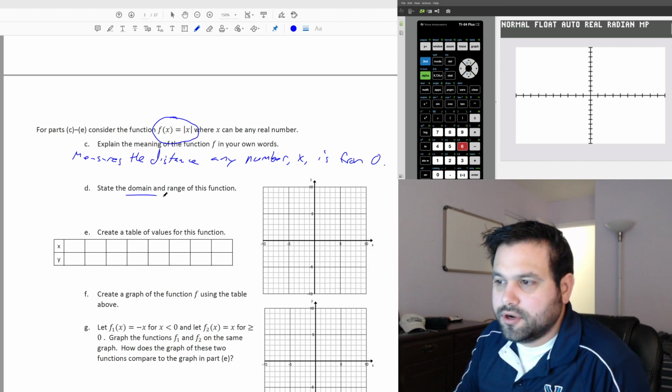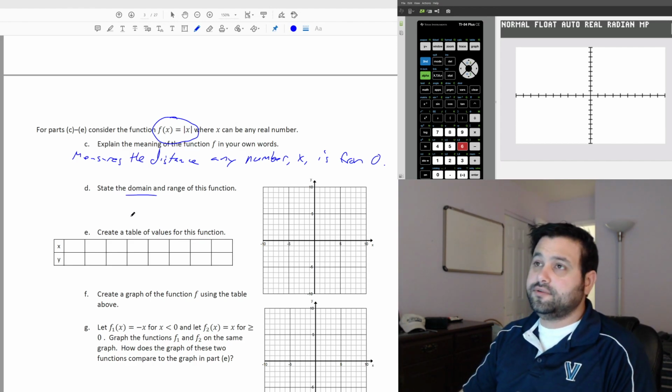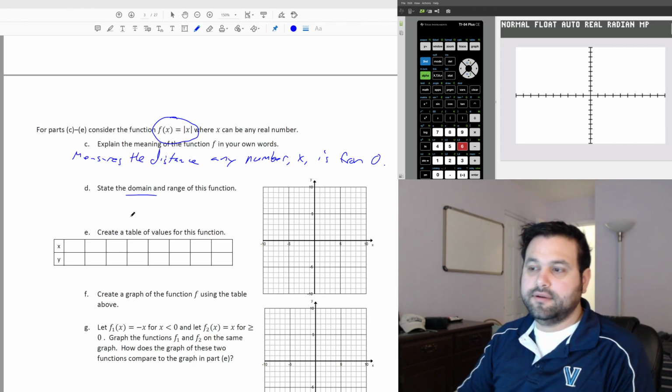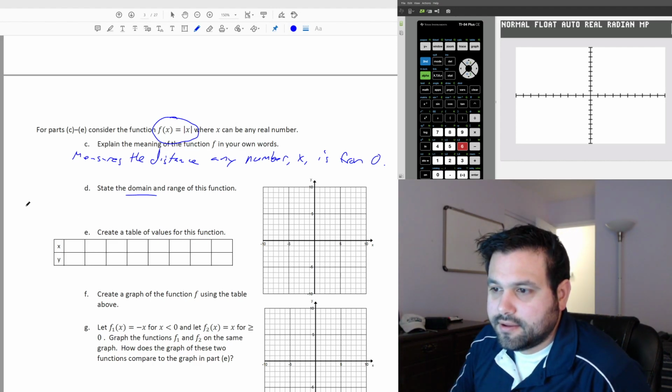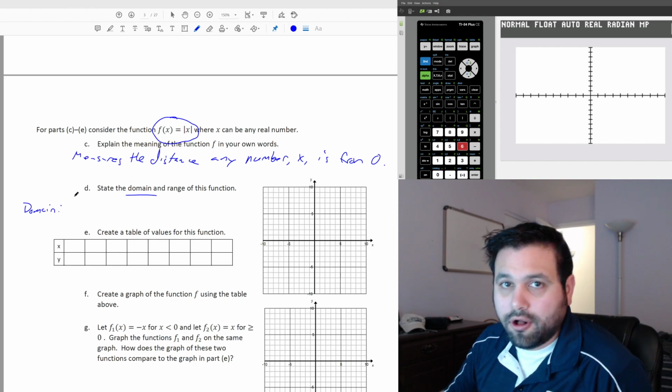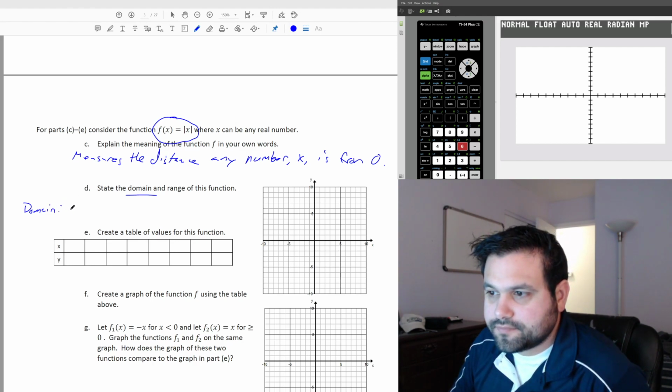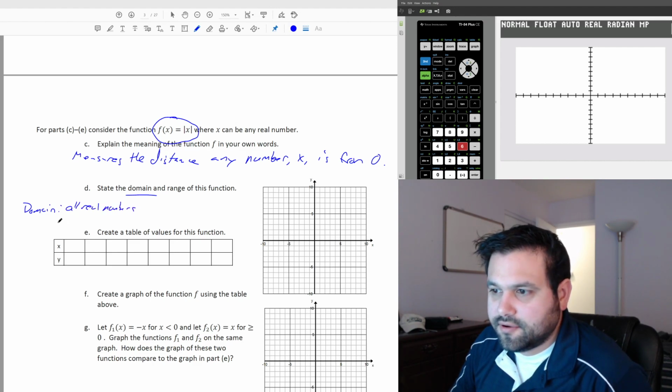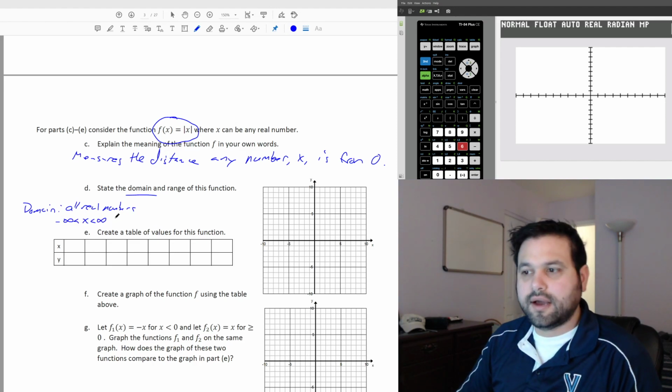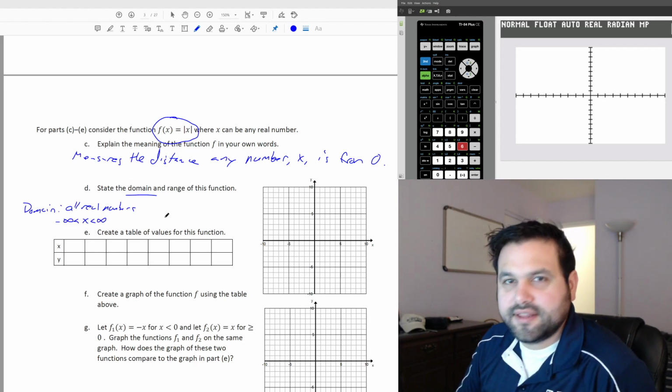Well, domain is our input. So what did I just say? I said we could input any number in, right? So the domain is going to be any real number, or all real numbers, right? So I'd say all real numbers. I could say from negative infinity to infinity, okay? However I want to write that domain.